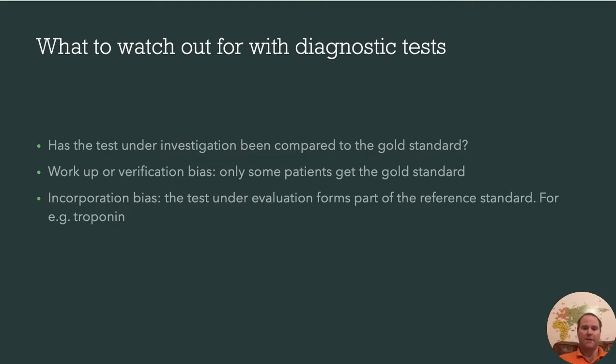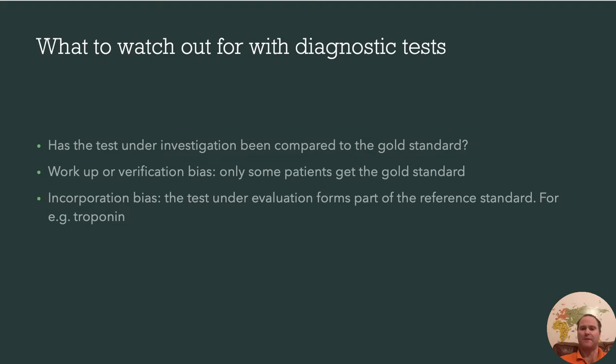Now, if you're studying a new test, then ideally every patient should get the gold standard and the new test. If you compare a new test to a test that isn't the gold standard, then you may get an inflated picture of how good the new test is. And the next issue is related, and that is the situation in which only some of the patients get the test of interest. This can then result in what's known as workup or verification bias.